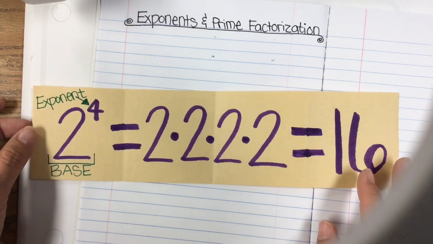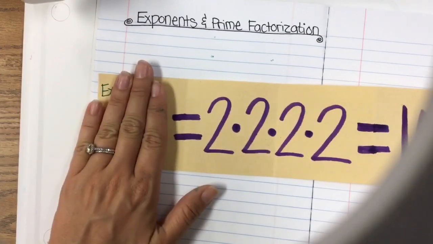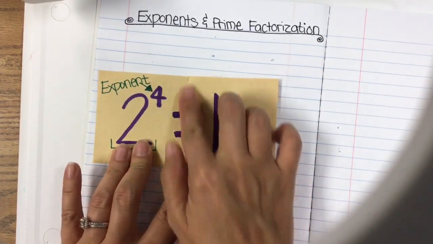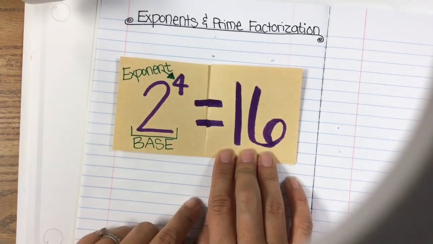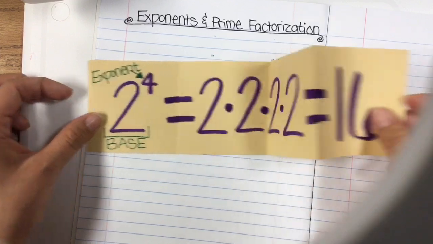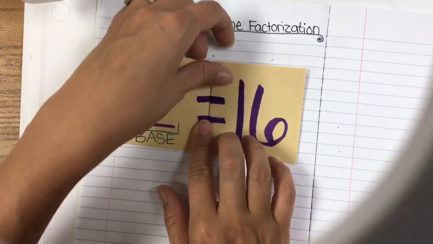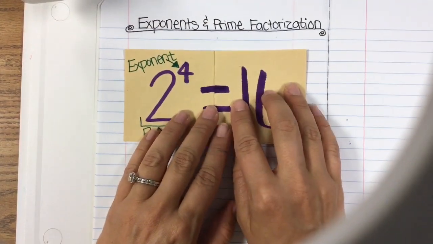So now what I want you to do is we're going to close this. And when I mean close it, you want to keep the 2 to the 4th power down, and you are going to bring the 16 over to the 2 to the 4th power. So 2 to the 4th power is 16. And if you want to know how, you can see that when you expand your foldable. All right? You need to glue the back of this and get it put into your notebook like this.